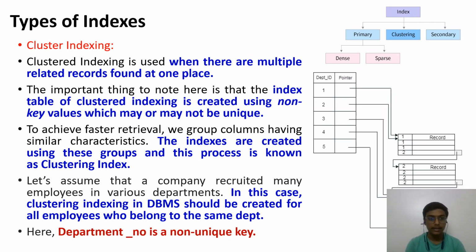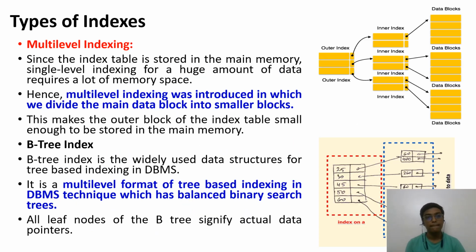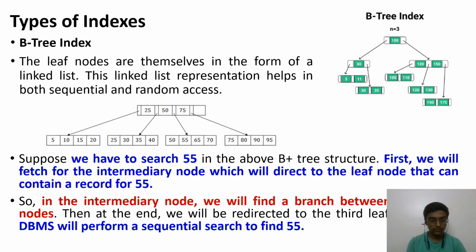So next one is cluster indexing. Clustered indexing is used when there are multiple related records found at one place. To achieve faster retrieval, we group columns having similar characteristics. The indexes are created using these groups, and this process is known as clustering index. Then next one is the multi-level indexing. Since the index table is stored in the main memory, single level indexing for a huge amount of data requires a lot of memory space. Hence, multi-level indexing was introduced, in which we divide the main data block into smaller blocks.